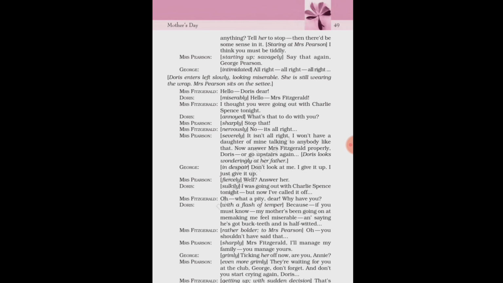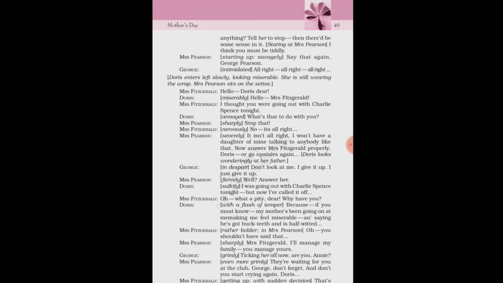All right. Doris enters left slowly, looking miserable. She is still wearing the wrap. Mrs. Pearson sits on the settee. Hello, Doris, dear. Doris miserably. Hello, Mrs. Fitzgerald. I thought you were going out with Charlie's friends tonight. Doris, what's that to do with you? Mrs. Pearson, stop that. Mrs. Fitzgerald, no, it's all right. Mrs. Pearson, it isn't all right. I wouldn't have a daughter of mine talking to anybody like that. And answer Mrs. Fitzgerald properly, Doris, or go upstairs again.